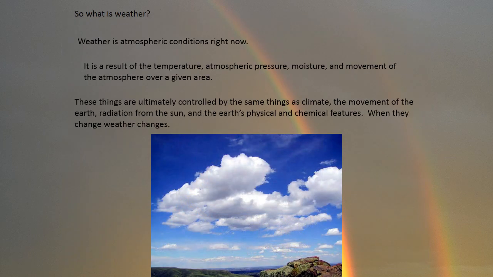So, to wrap up our discussion of the atmosphere, what is weather? Basically just the atmospheric conditions at any given point in time, which is controlled by the temperature, atmospheric pressure, moisture, and movement of the atmosphere, which in turn are controlled by the same things that influence climate. When they change, weather changes. We are just dealing with a more immediate timescale than climate.